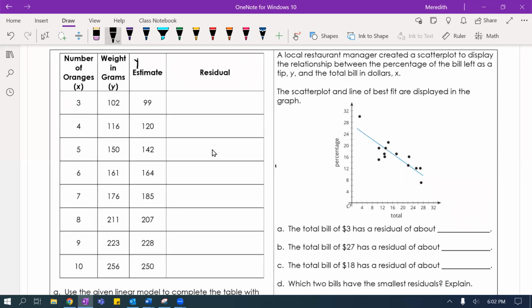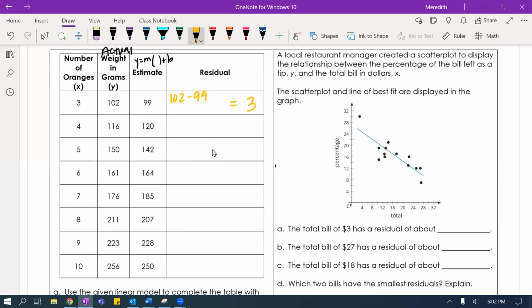Whatever your line of best fit equation is, so y equals mx plus b, you're taking your X value. So for the first one, we would take 3 and plug it in for X and simplify it. And this would be our output, 99. So that's how estimate works. The Y value that they already give us is our actual value. So we're going to take our actual and subtract our estimate or predicted value, and that will give us our residual. So on the first one here, we do 102 minus 99, and our residual here is 3.